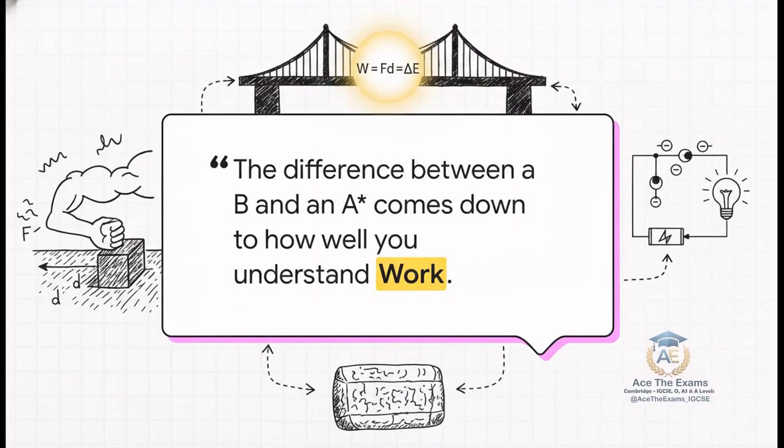A senior Cambridge examiner recently made an observation that honestly changes everything. They said, the difference between a B and an A-star in physics often comes down to how well you understand work. Mechanical or electrical work done equals energy transferred. W equals FD equals delta E. Now, listen to me carefully here. This isn't just an equation you memorize, it's the ultimate bridge in physics.